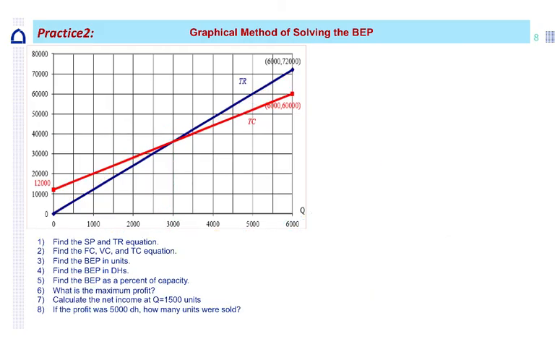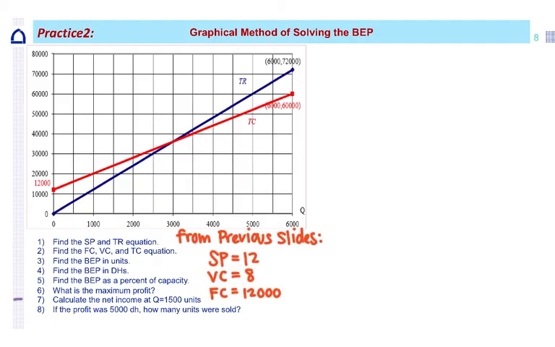Okay, again, just a few more questions related to this same graph. So we will rewrite what we learned on the previous slides, and now we will answer question number 7 and question number 8. Number 7 says, calculate the net income at Q equals 1,500 units. Well, let's first look on the graph. 1,500 looks like it's here, so I'm predicting we will have a loss for our net income.